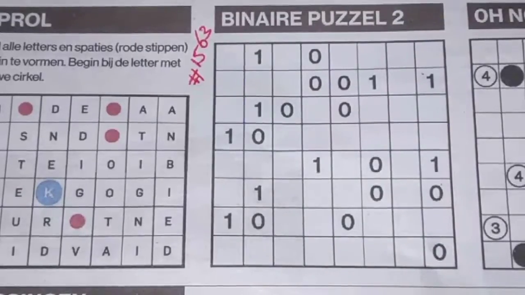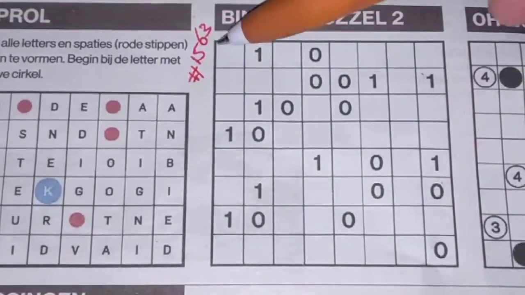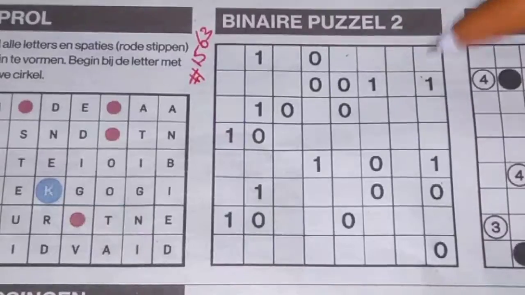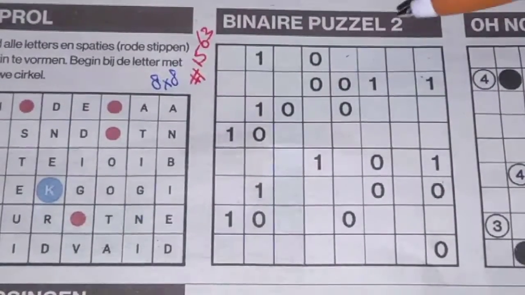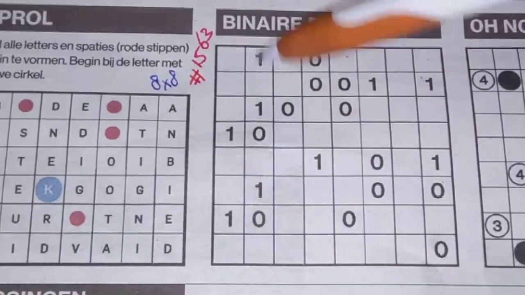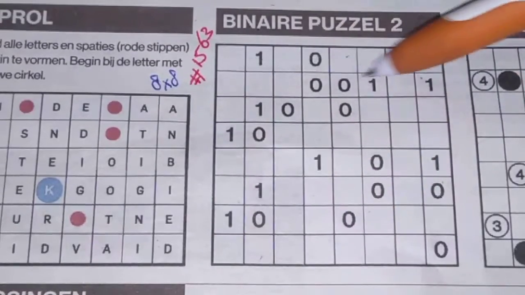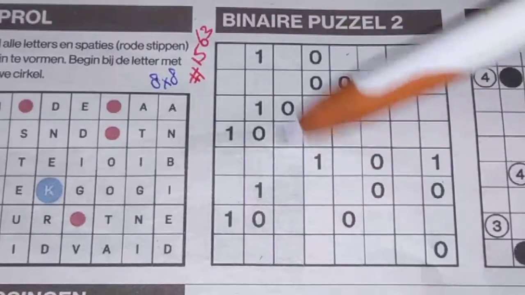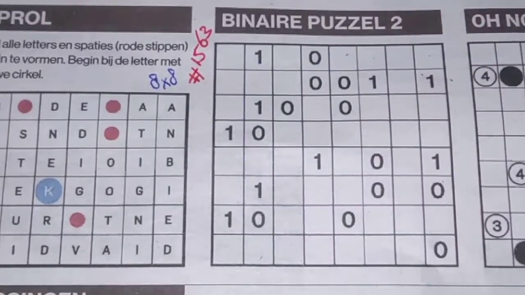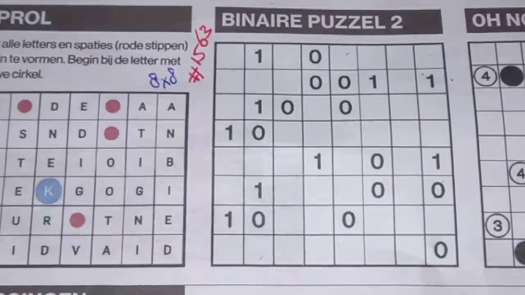A binary puzzle. What kind of a binary puzzle is this? 1, 2, 3, 4, 5, 6, 7, 8. It's an 8 by 8 binary puzzle. That means in a column or in a row there are always 4 ones and 4 O's. So let's get started.